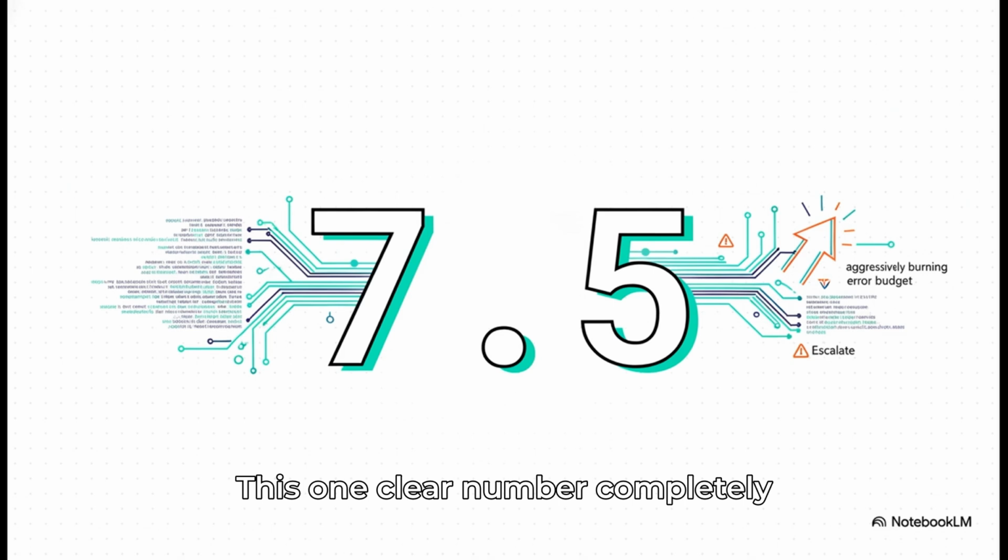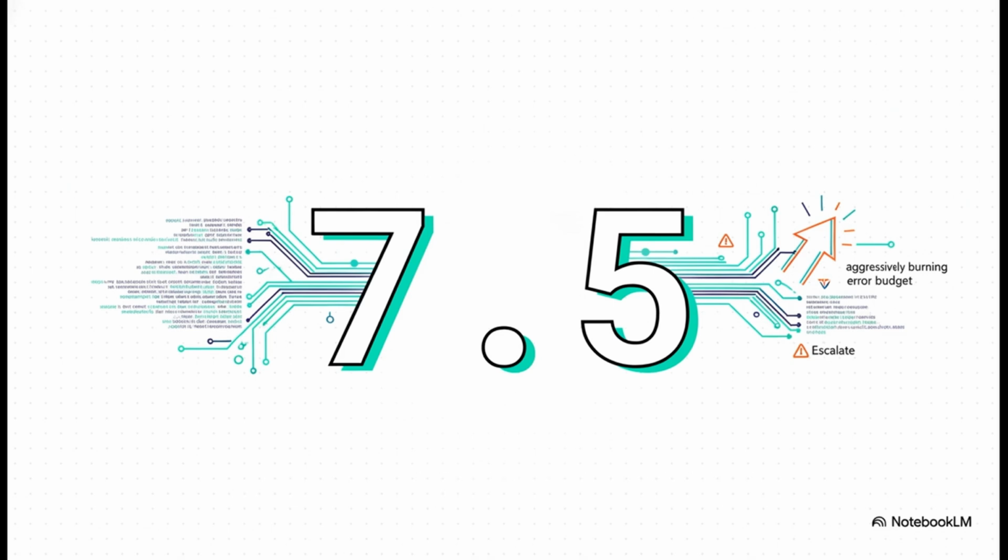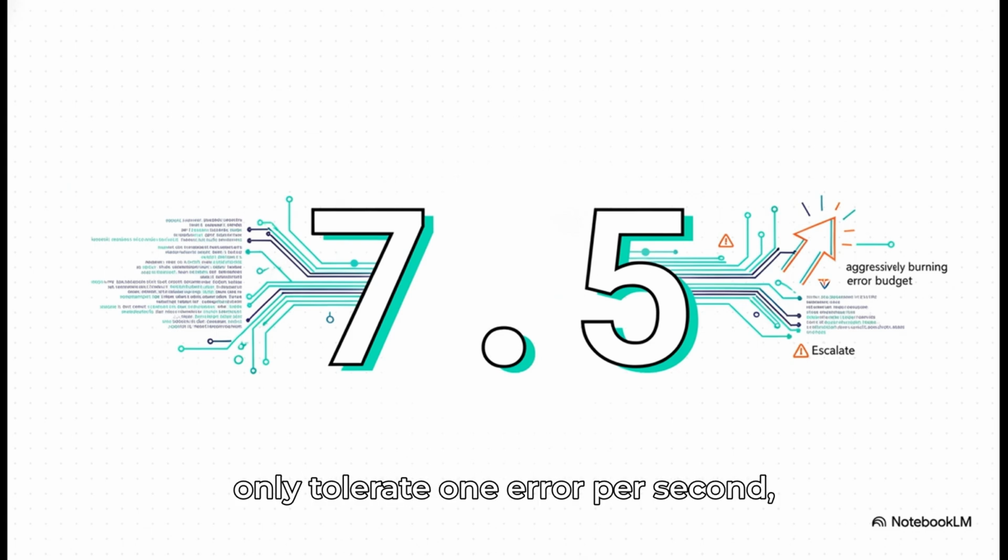This one clear number completely cuts through the noise. It helps your operations team immediately grasp the velocity of the failure. Think about it. If your service level objective says you can only tolerate 1 error per second, seeing 7.5 instantly tells you that you are aggressively burning your error budget and you need to escalate right now.